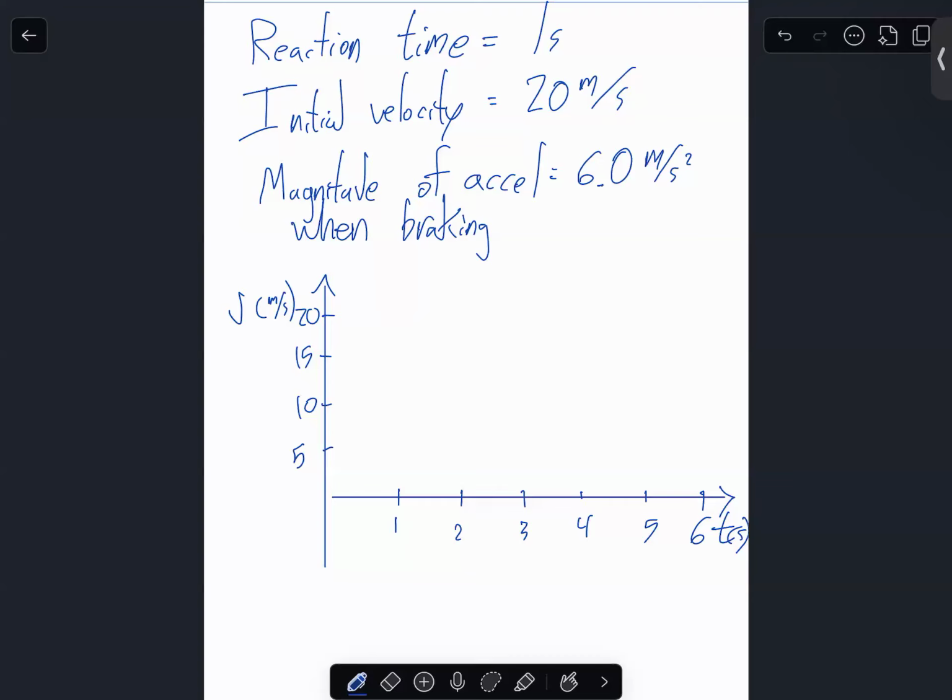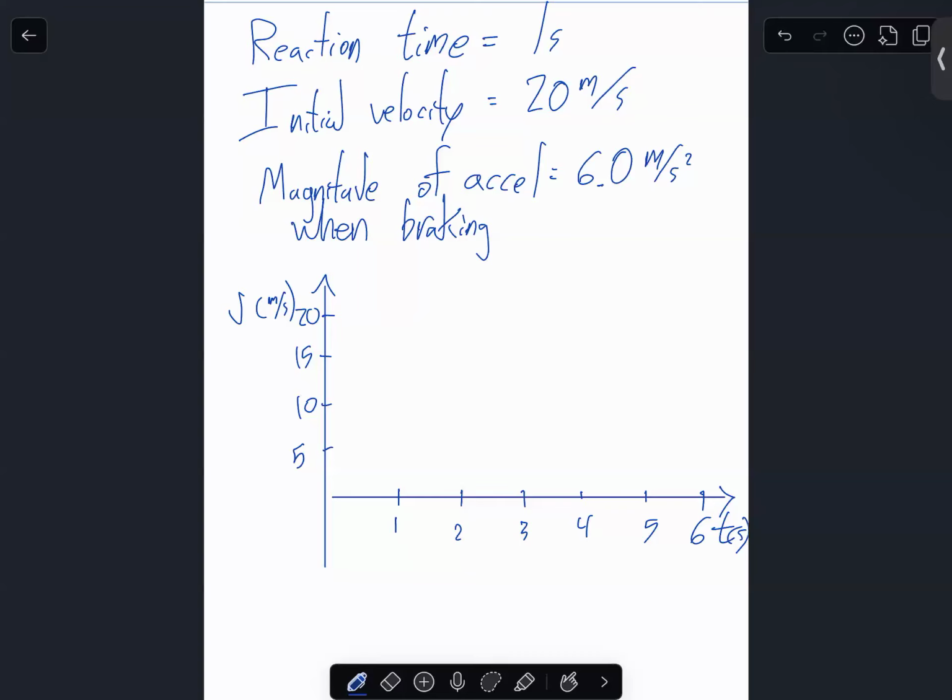Okay, I do not insist that y'all are done. This is your first problem with a bunch of numbers in. However, I would hope that you got the first part. How far do you go in that first second? 20 meters.